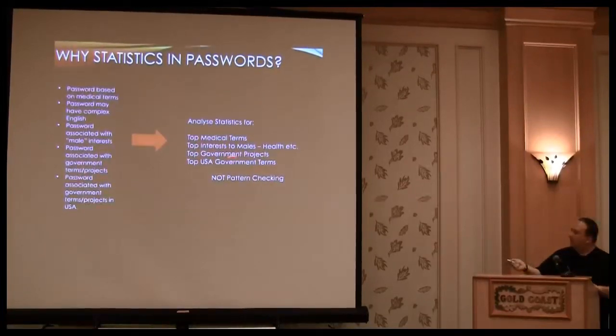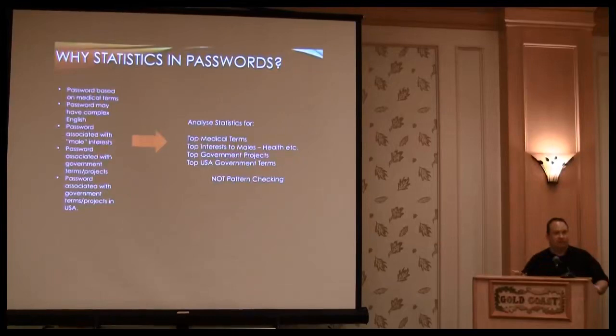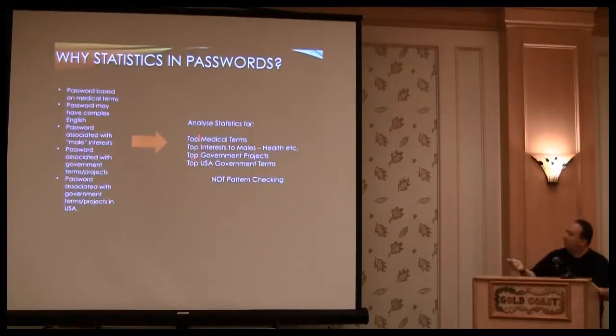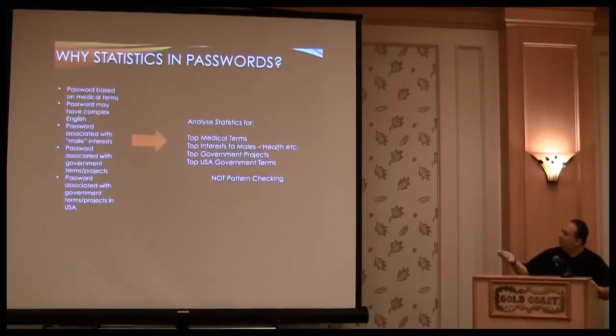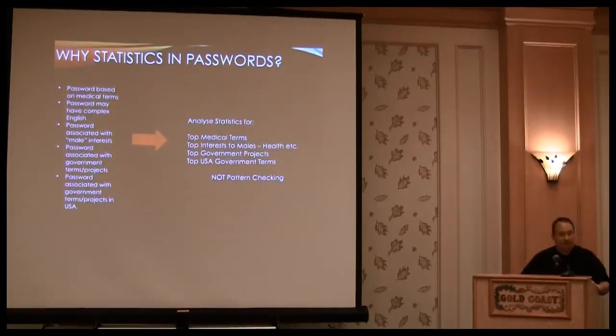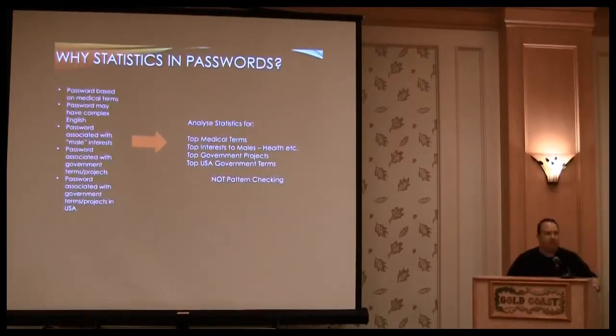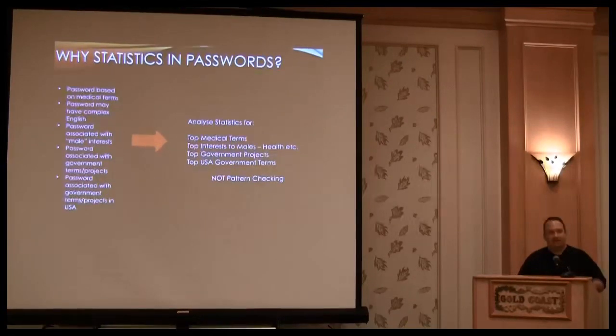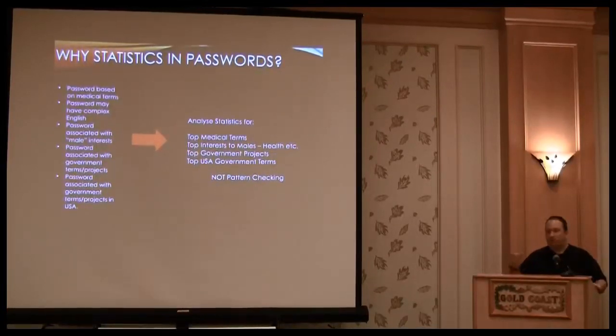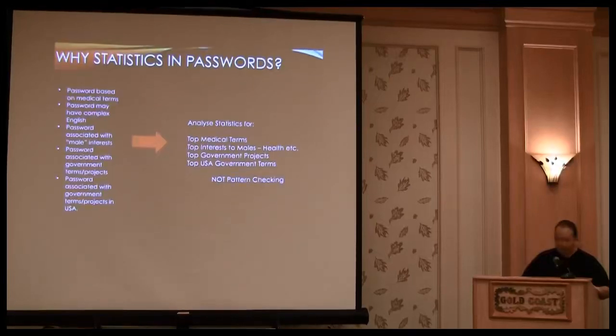Now remember, we're not looking for patterns here, we're looking for statistics to create a word list from. So we're going to, for example, look at top medical terms. We'll work out statistics on what are the top medical terms which are used. Combine that with top interests to male, for example, health, personalized cars, hardware, building, top government projects, top USA government terms. So we'll take lists of those and we will analyze them to find what are the top words or the top terms that come out of that, which we can then use for our statistical attack to compile our word list.